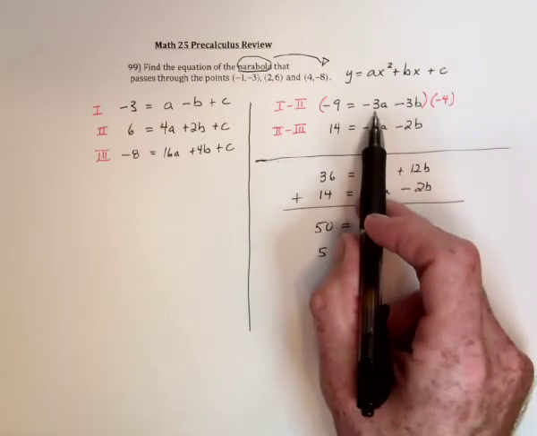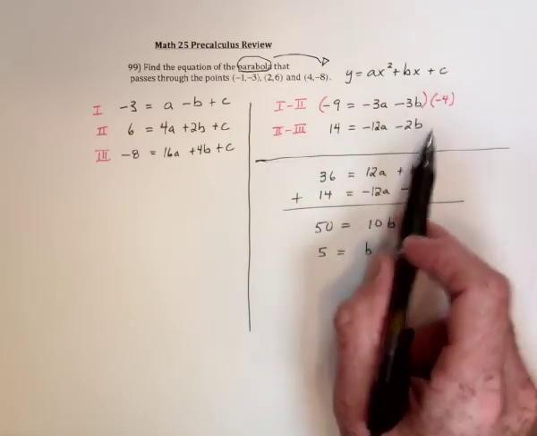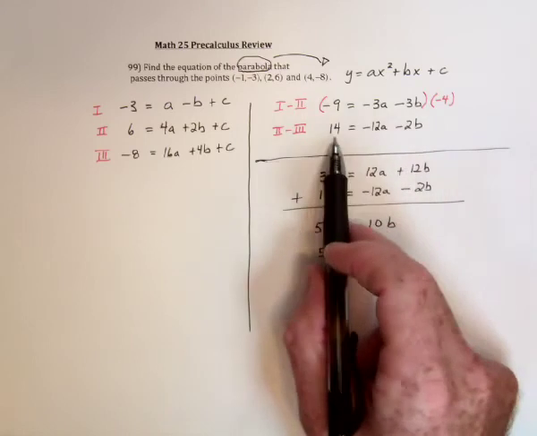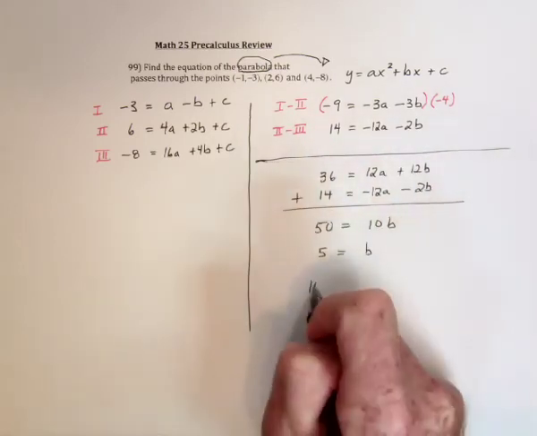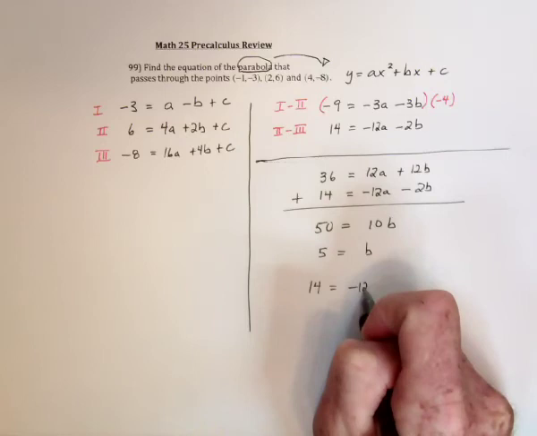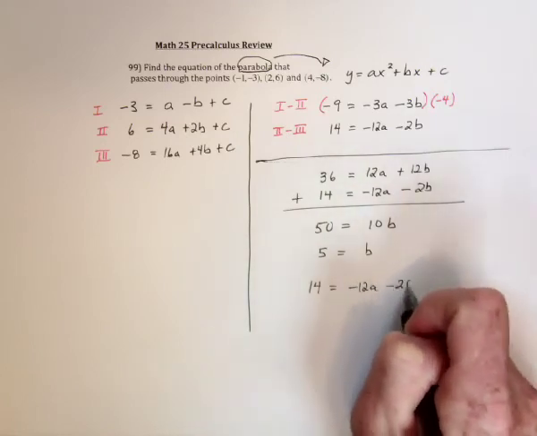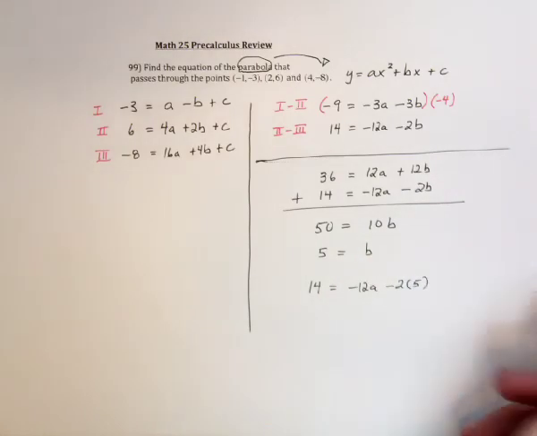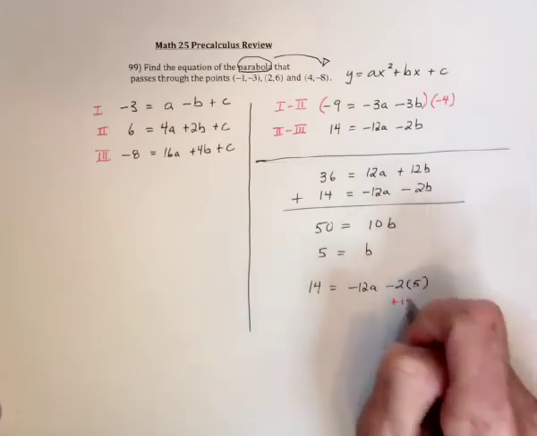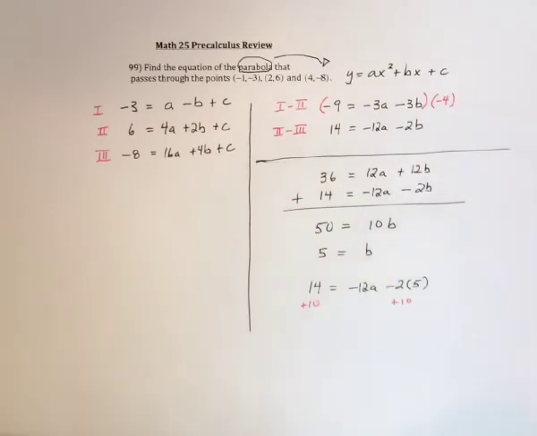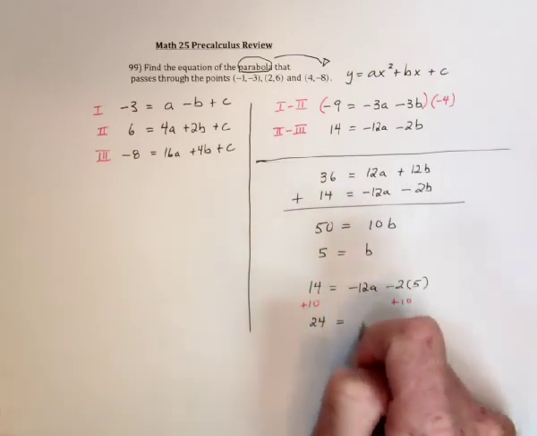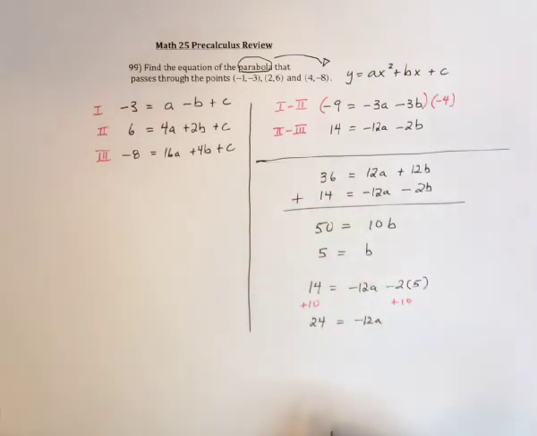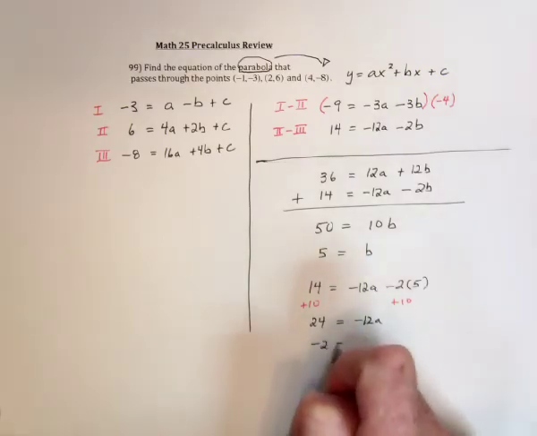Now I'll go back and put that into either this equation or this equation. I think I'll just use this one for good luck. And we get 14 equals negative 12a minus 2, what I just got for b. So this is going to turn into a negative 10. So then add 10 to both sides. We get 24. And then just divide by negative 12, so it turns out to be negative 2 for a.